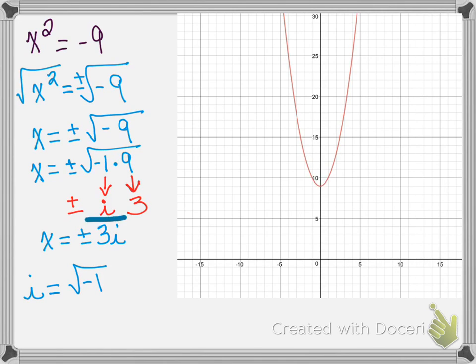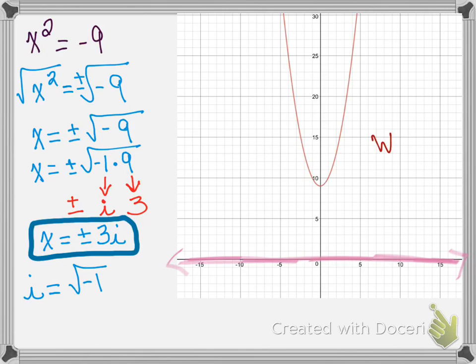That is my answer. Now, notice it does not cross the x-axis. Here's the x-axis right here. Do you see the x-axis? I'm not crossing the x-axis. I am above the x-axis. You can also have it to where you're below the x-axis, depending on how the problem is written. Whenever i is part of our solution, we don't cross the x-axis.